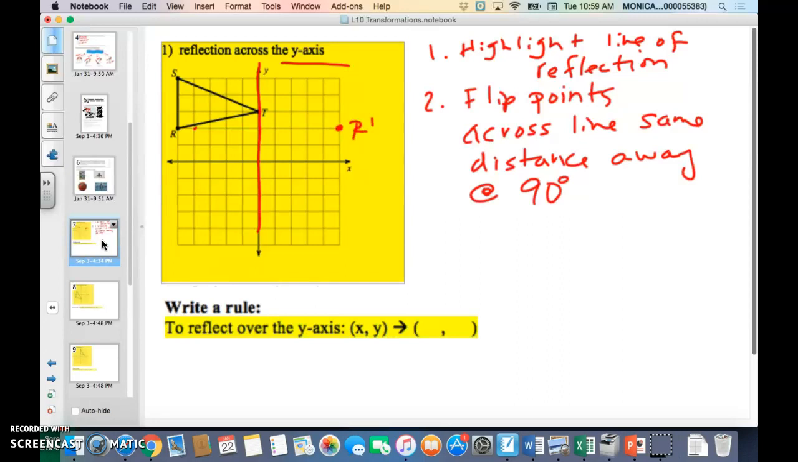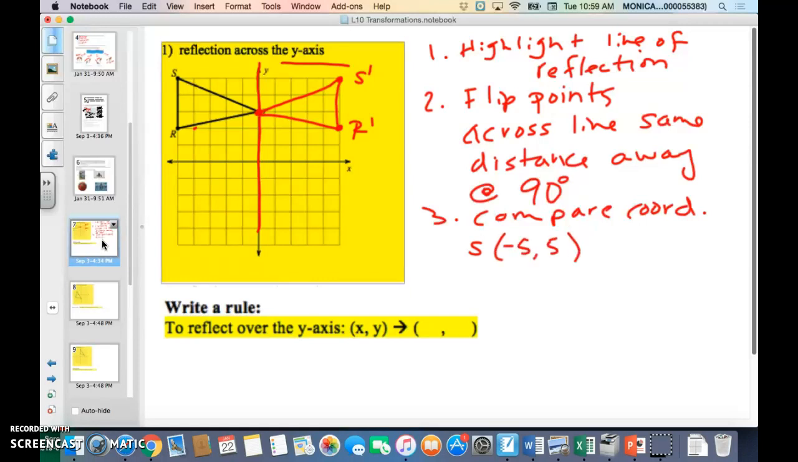And what you'll notice is if I flip it, it does make a 90-degree angle. All right, T is going to stay exactly where it is because it can't be flipped. And S is 5 away, so I'm going to count 5 over here, and there's S prime. And what I should see is a bow tie because it's the exact flip. Now, the third thing is we're going to compare our coordinates. All right, so S was at -5, 5, and S prime is at 5, 5.